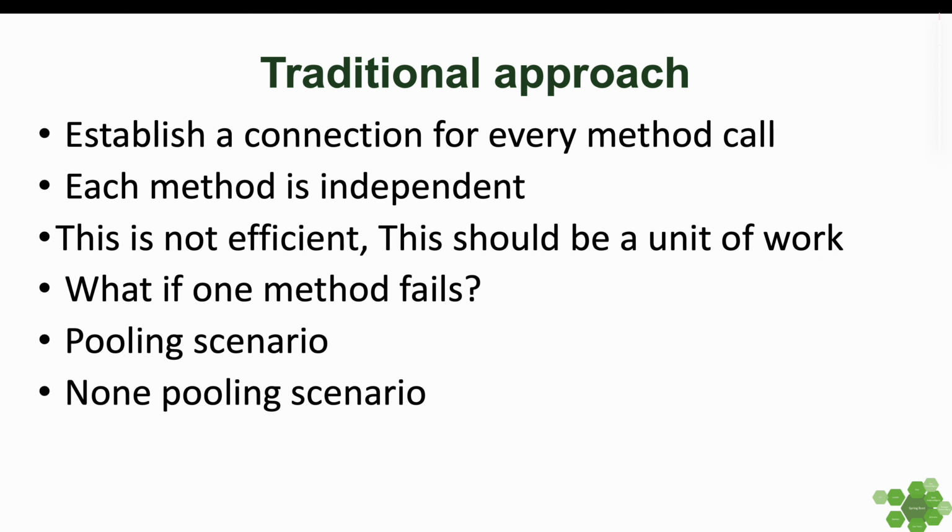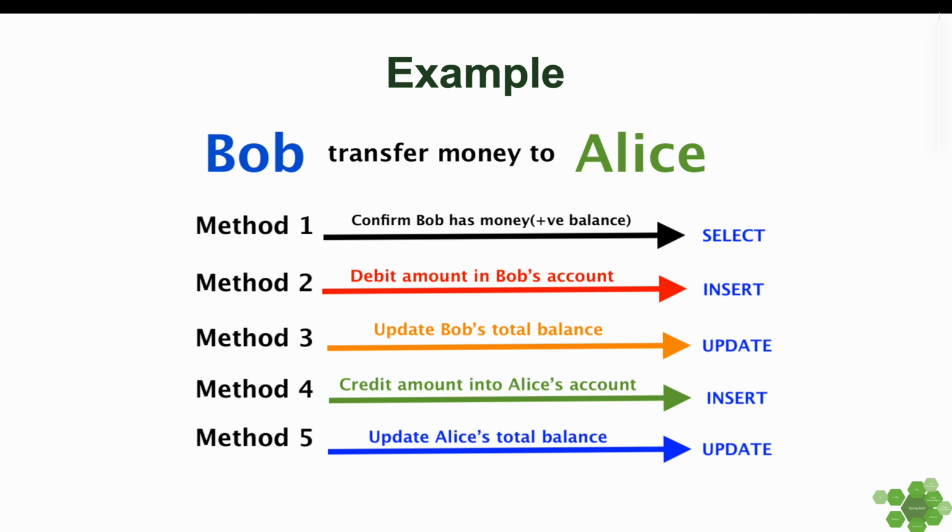So we see that in this case, each method call is an independent transaction, whereas they have to be treated as a single unit of work because the updating of Alice's total balance is highly dependent on the debiting of that amount in Bob's account and updating Bob's total balance. So what does that mean?